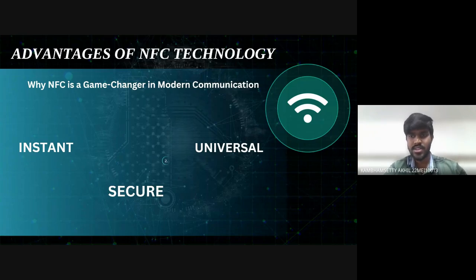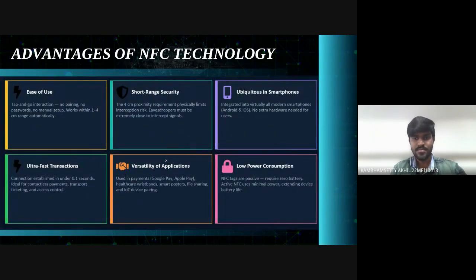First, we look into the instant. Basically, NFC is a short-range wireless technology that allows devices to communicate when they are very close, within 4 centimeters. And it is universal. Why? Because it is widely used in smartphones for applications like contactless payments, access cards, and quick data sharing. And also, it is very powerful because it is instant, secure, and universally available in many devices. Now we look into the advantages of NFC technology in detail in the next slide.